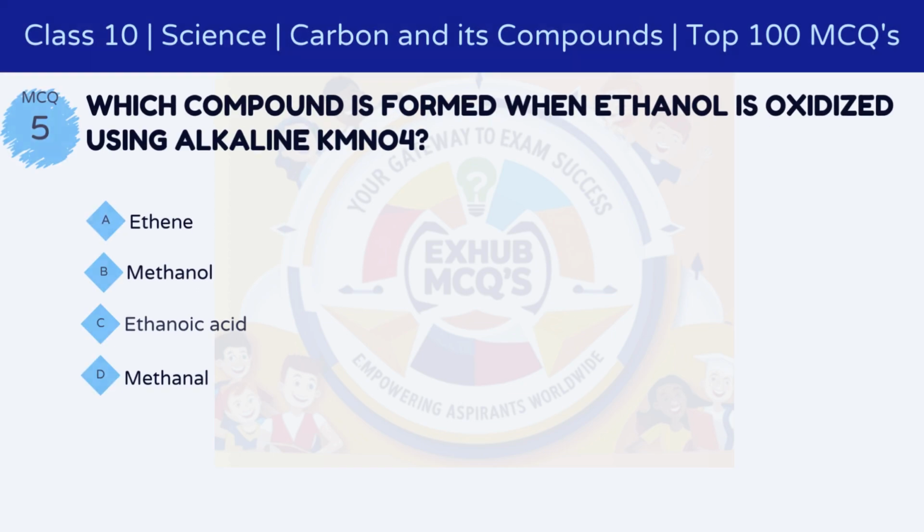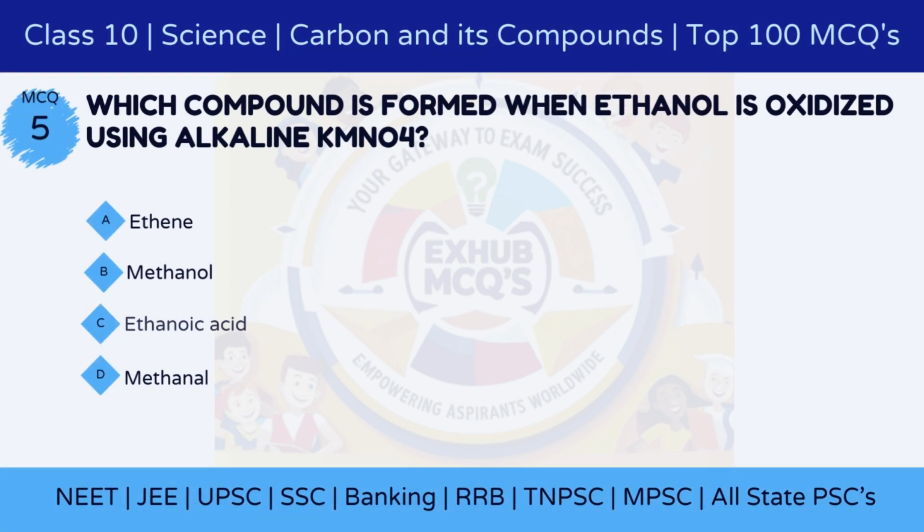MCQ 5. Which compound is formed when ethanol is oxidized using alkaline potassium permanganate? Option A, ethene. Option B, methanol. Option C, ethanoic acid. Option D, methanol.